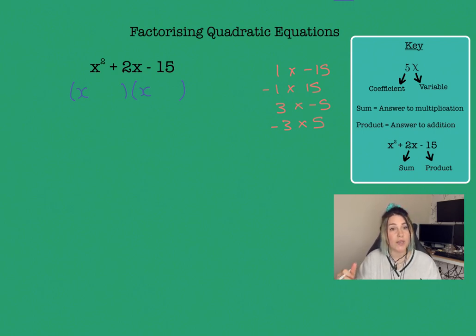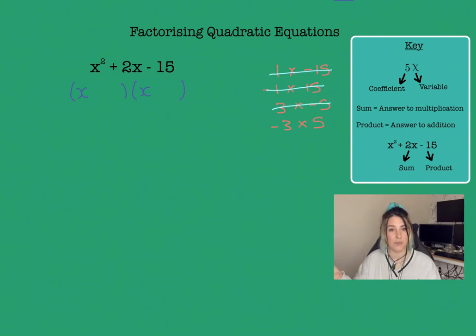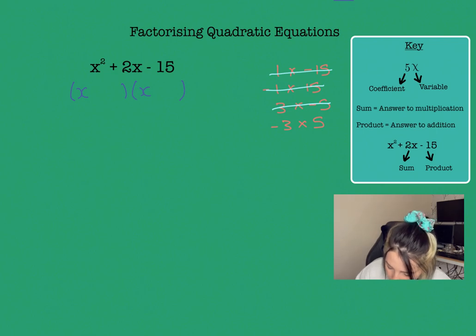Now we need to look at which of those, when added together, would give us the answer of 2. So let's take a look. Well, it can't be 1 and negative 15, so we can cross that one out. It can't be negative 1 and 15. You might assume that it would be 3 and negative 5, but in fact this would give us negative 2, so it won't be that one. So the only one it could be would be negative 3 and 5. So we're going to pop that into our brackets. So we've got negative 3 and plus 5.